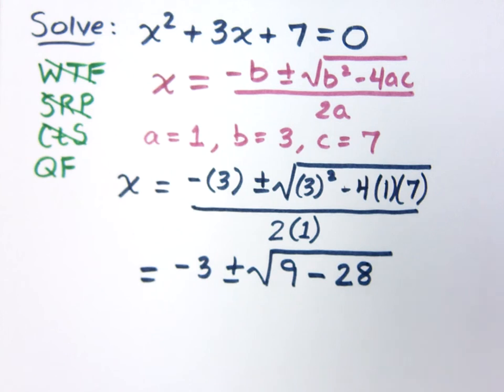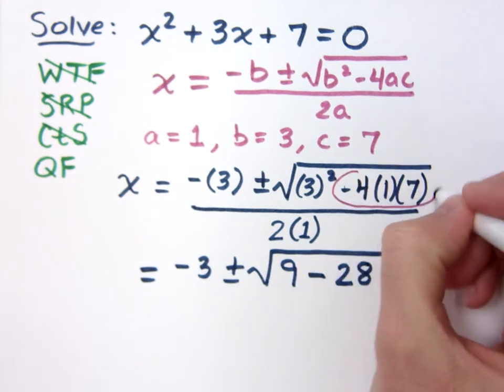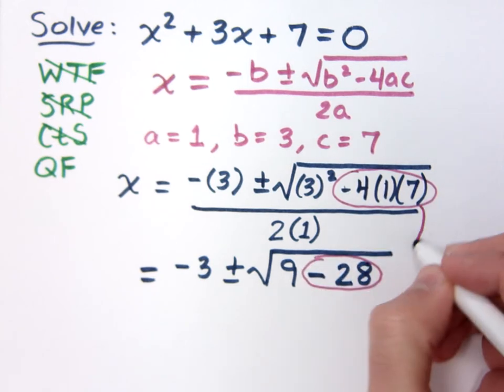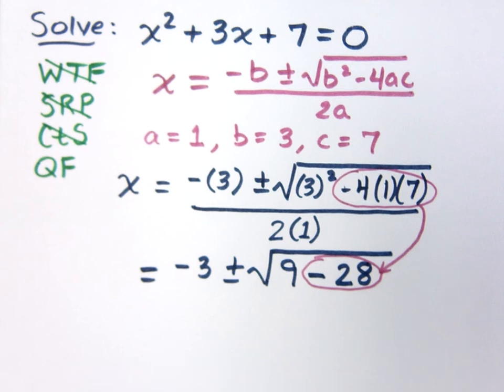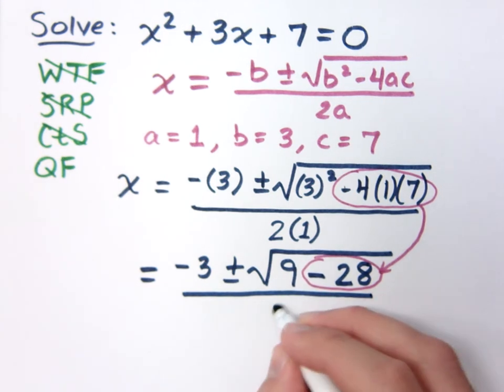This is so important that you pay attention to your signs. I'm looking at this guy right here. What does he equal? And he equals the negative 28. So pay very close attention. The biggest problem that students have when using the quadratic formula is getting the sign right. And this is all over 2 times 1, which is just 2. That's all I need to say.